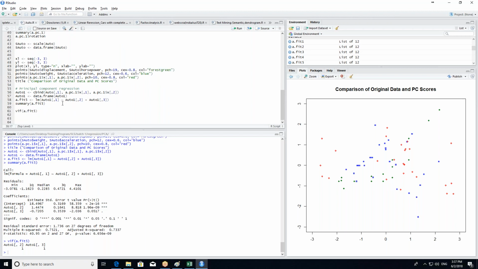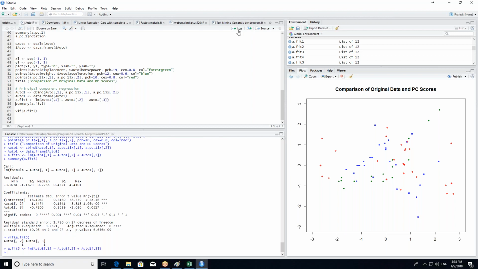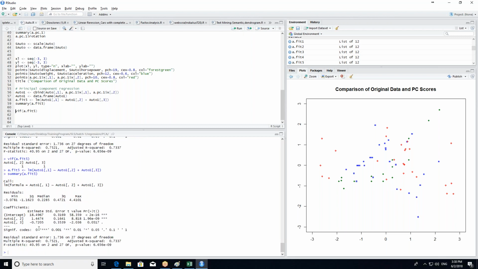And I have taken these principal components. I have taken two principal components and the y response variable and built the linear regression model. And whichever is working or meaningful, that I have taken.